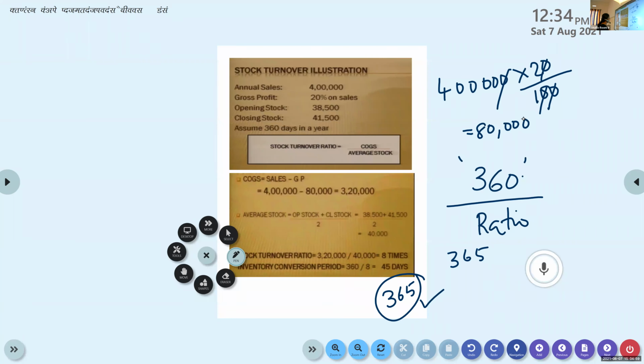3,20,000. Now coming to average stock, in the question both are given. Opening stock is also there, closing stock is also there. So we will find out the average.